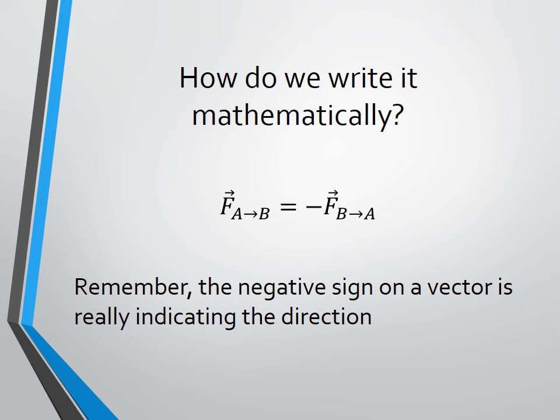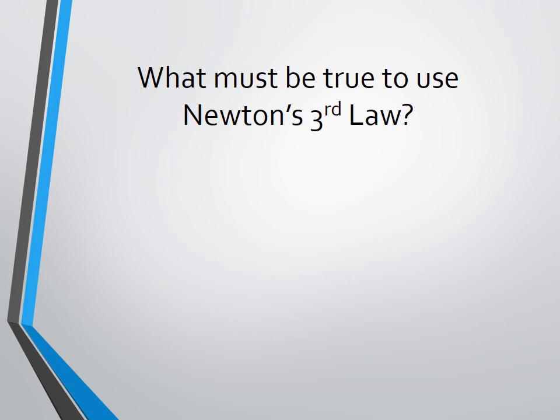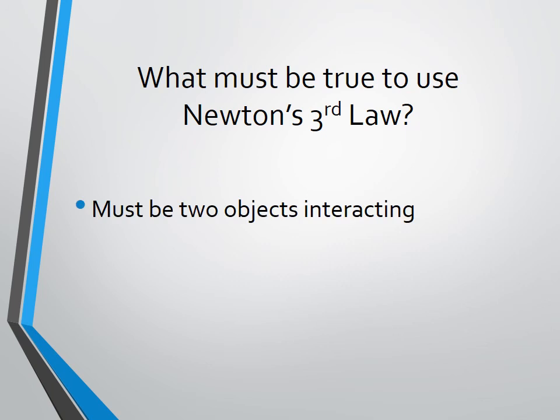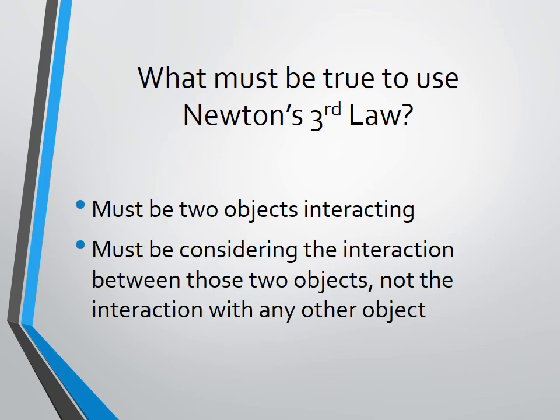Remember, the negative sign on a vector is really indicating the direction. It has nothing to do with the magnitude. Okay, so what circumstances must be true to use Newton's third law? There must be two objects interacting, and we must be considering the interaction between those two objects, not the interaction that either of those objects is having with any other object.